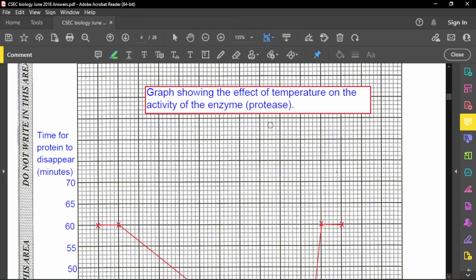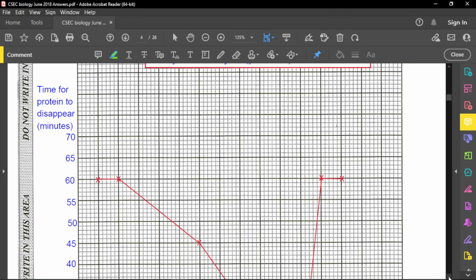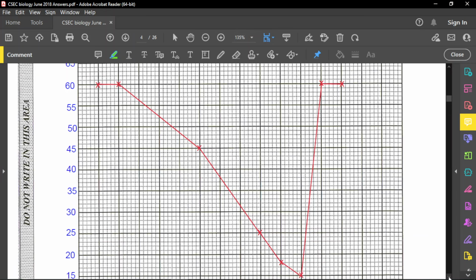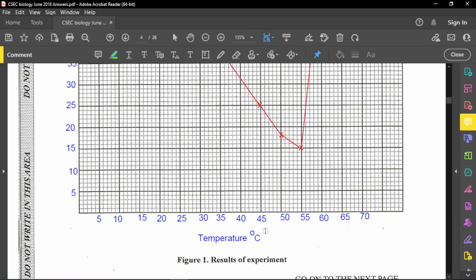One, when you're drawing graphs, you should always have a title because normally they give 1 mark for the title. Also, it's very important to label axes as well. And so I put time for the protein to disappear on the Y, because the disappearance of the protein is actually a dependent variable. And temperature actually is the independent variable, and that should be on your x-axis.